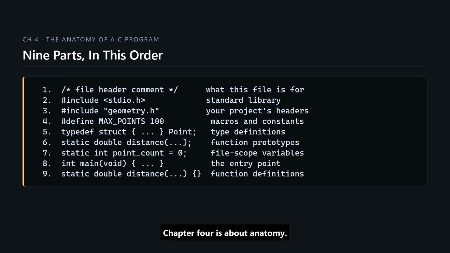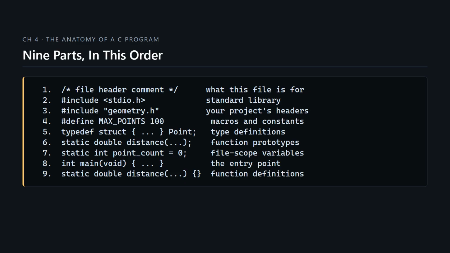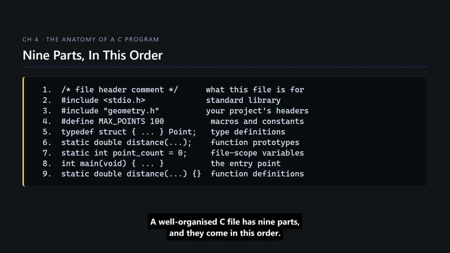Chapter 4 is about anatomy. Not what a C program does, but what it is made of, and how the pieces fit together. We start with the single source file. A well-organized C file has 9 parts, and they come in this order.